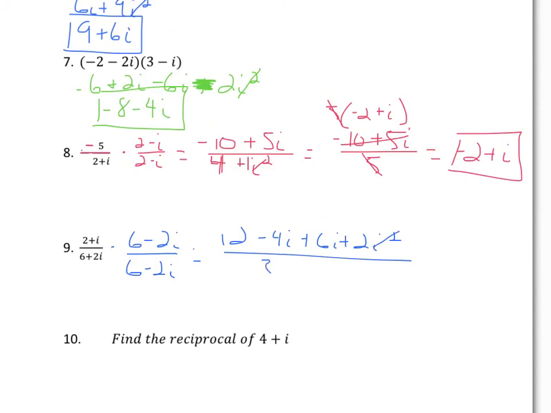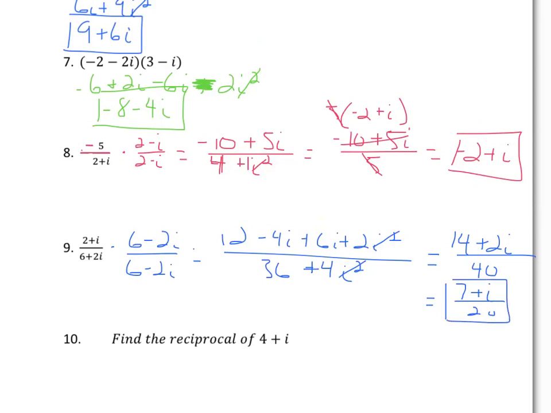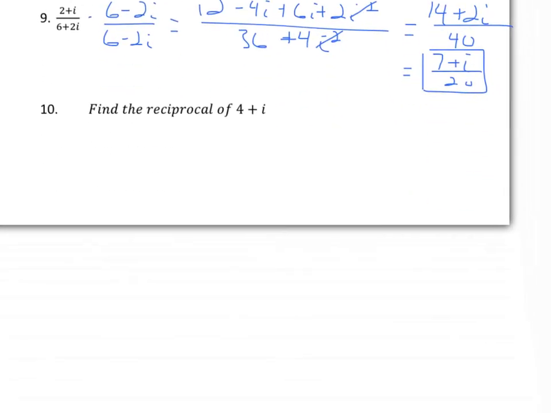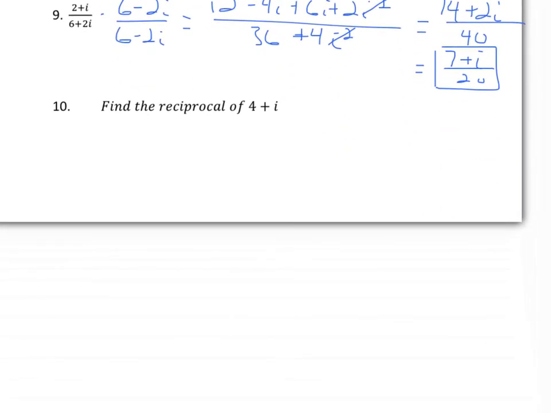On bottom, we've got 36 minus 4i squared. i squared goes away, change the sign. Combine some stuff, and we have 14 plus 2i all over 40. You can take a 2 out of everything and simplify, and we'll have 7 plus i over 20. That's our final answer.